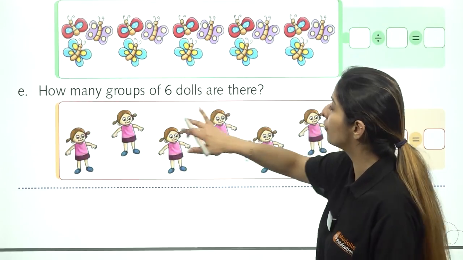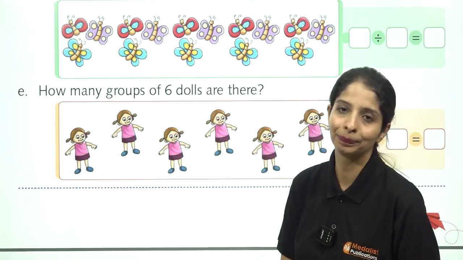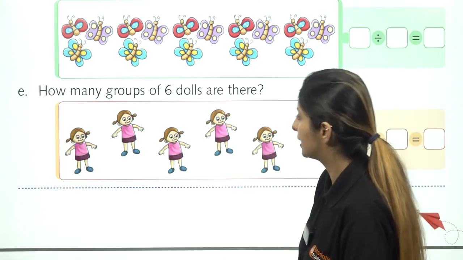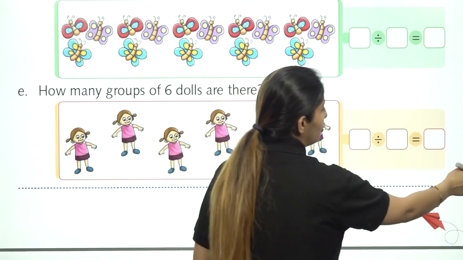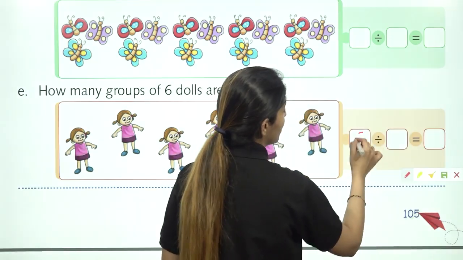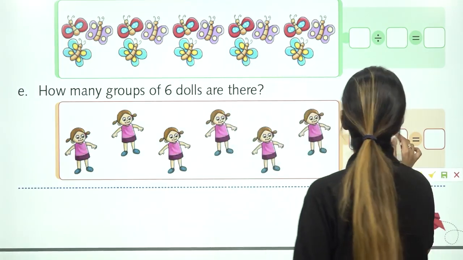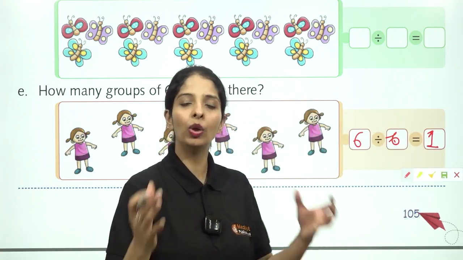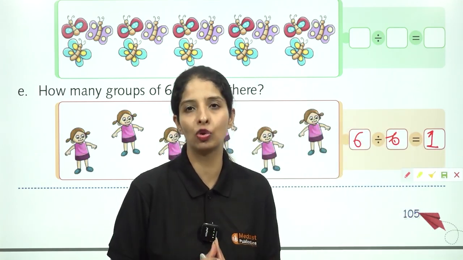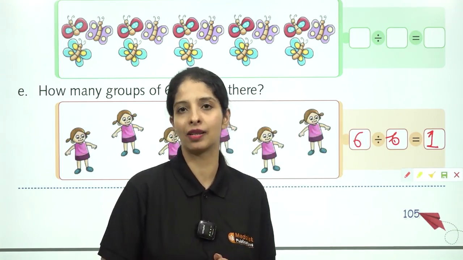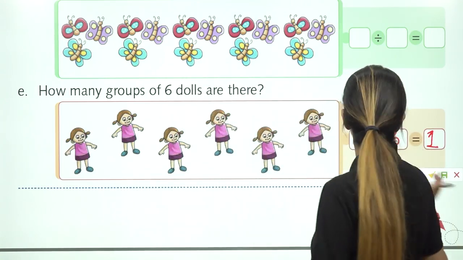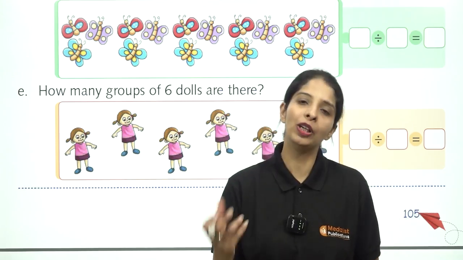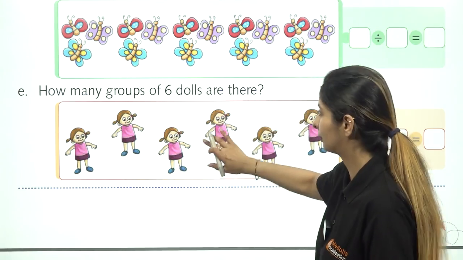Next, how many groups of 6 dolls are there? 1, 2, 3, 4, 5, 6. 6 dolls, and we want to divide 6 by 6. So it will be 1. There can be only one group of 6 dolls because there are only 6 dolls given to us. So if we put 6 dolls in one group, then there will be only one group.